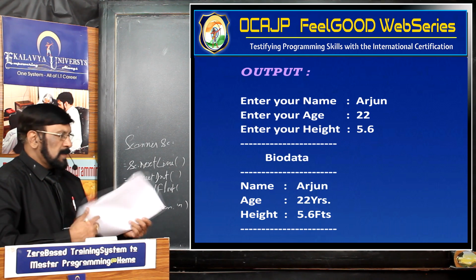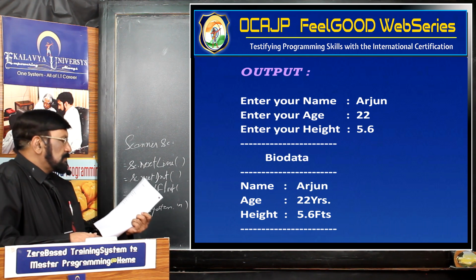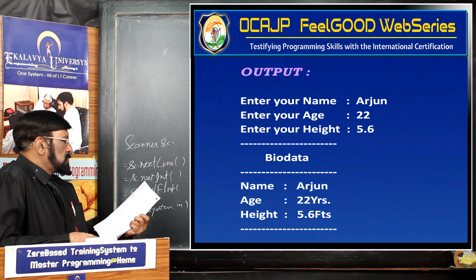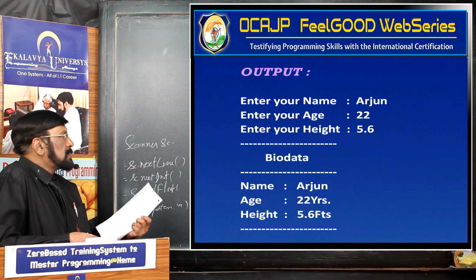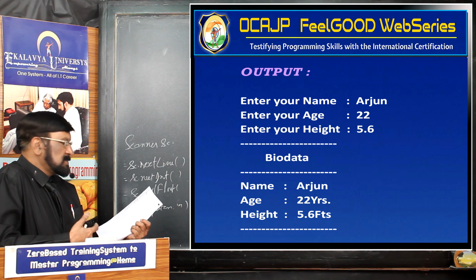And finally, see the output. Output: enter your name Arjun, enter your age 22, enter your height 5.6, and everything is printed.